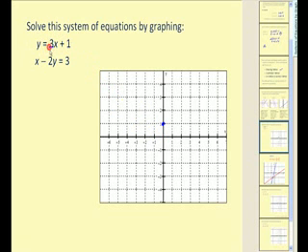We have a slope of 3, or 3 over 1. So from the y-intercept, we'll go up 3 and right 1. So our line passes through these points.